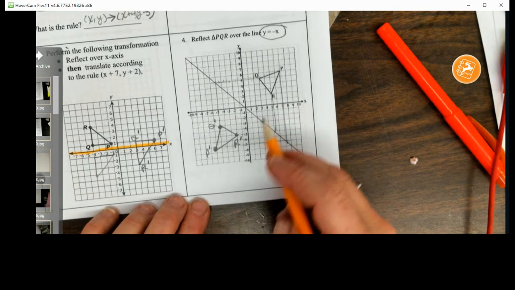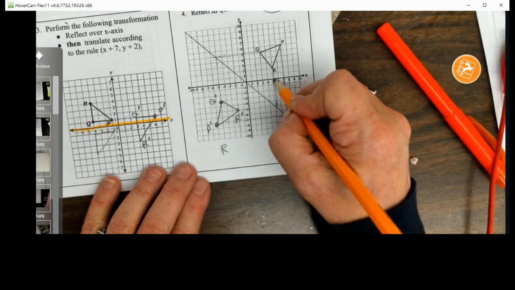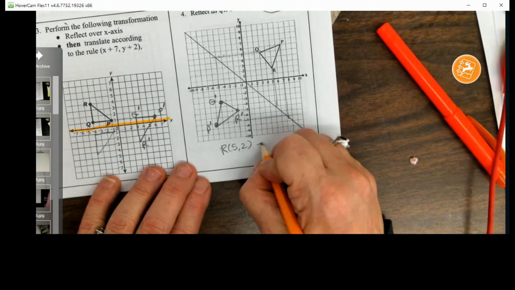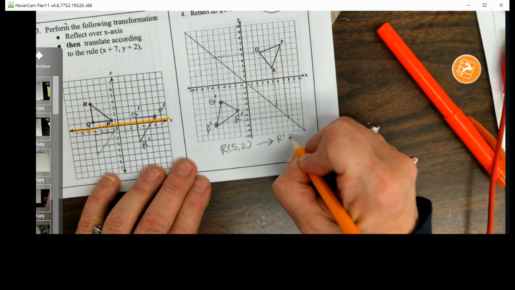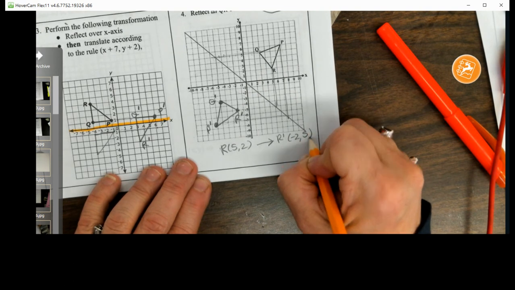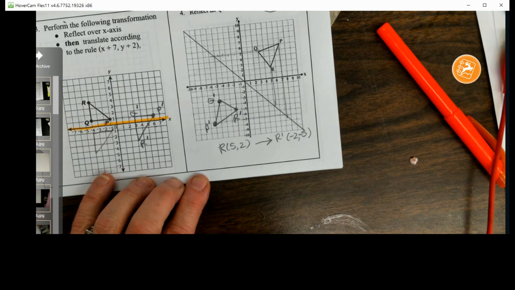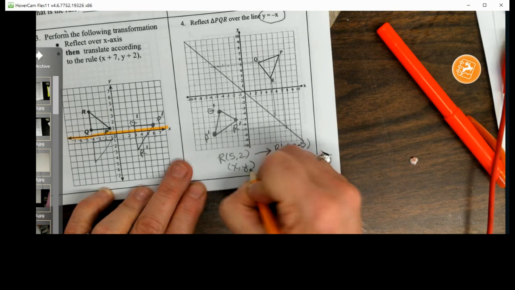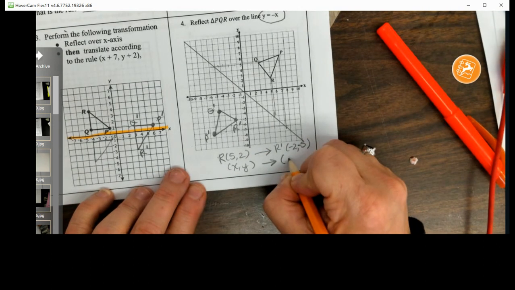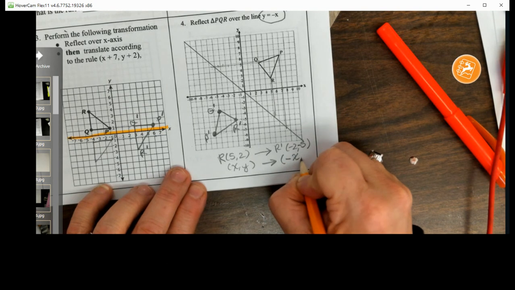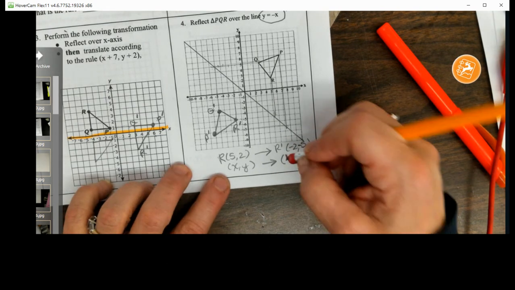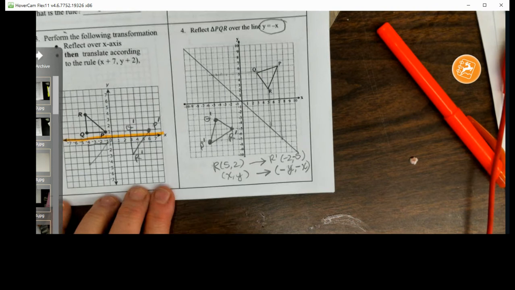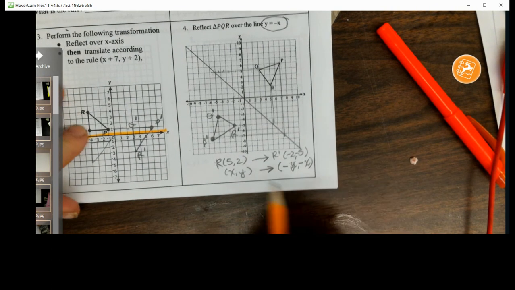And I just want to remind you, let's look at the point R. R is (5, 2). Okay, and R prime went to (-2, -5). That means that the rule for reflection over the line y is equal to -x is (x, y) becomes (-y, -x). So that is the rule for reflection. It didn't ask you, but it's going to ask you soon, and I wanted you to see it with points.